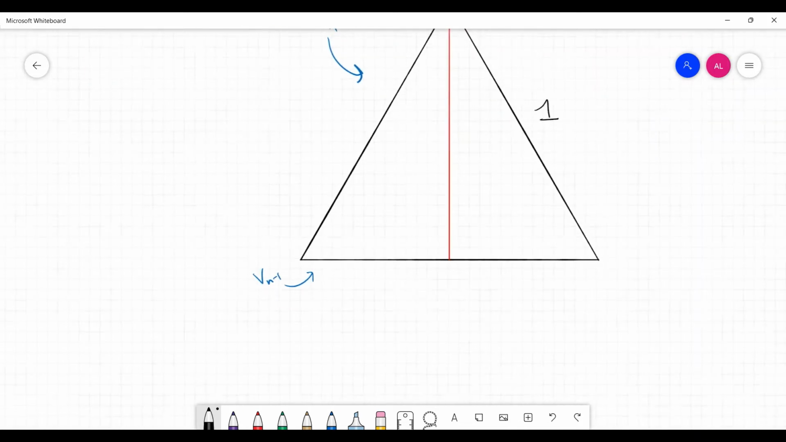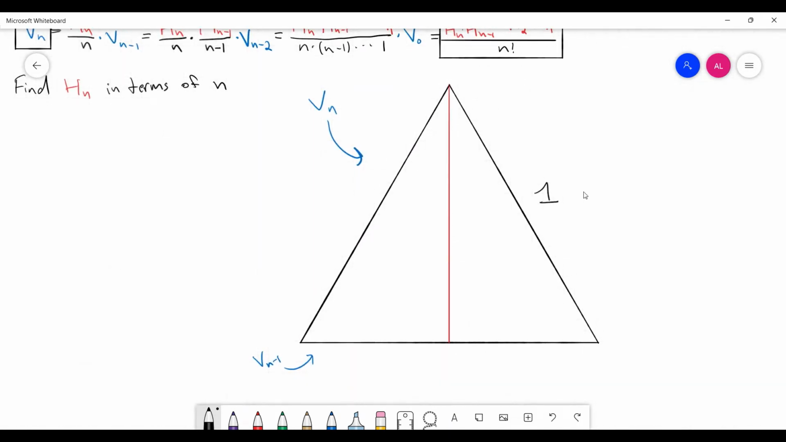Okay, so notice that once again, this big simplex has volume Vn, the base has volume Vn minus 1, and the height is just Hn, and the side length is 1, right? That is just by the definition of a simplex, the side length is 1. Okay. And now let's take a couple more steps.